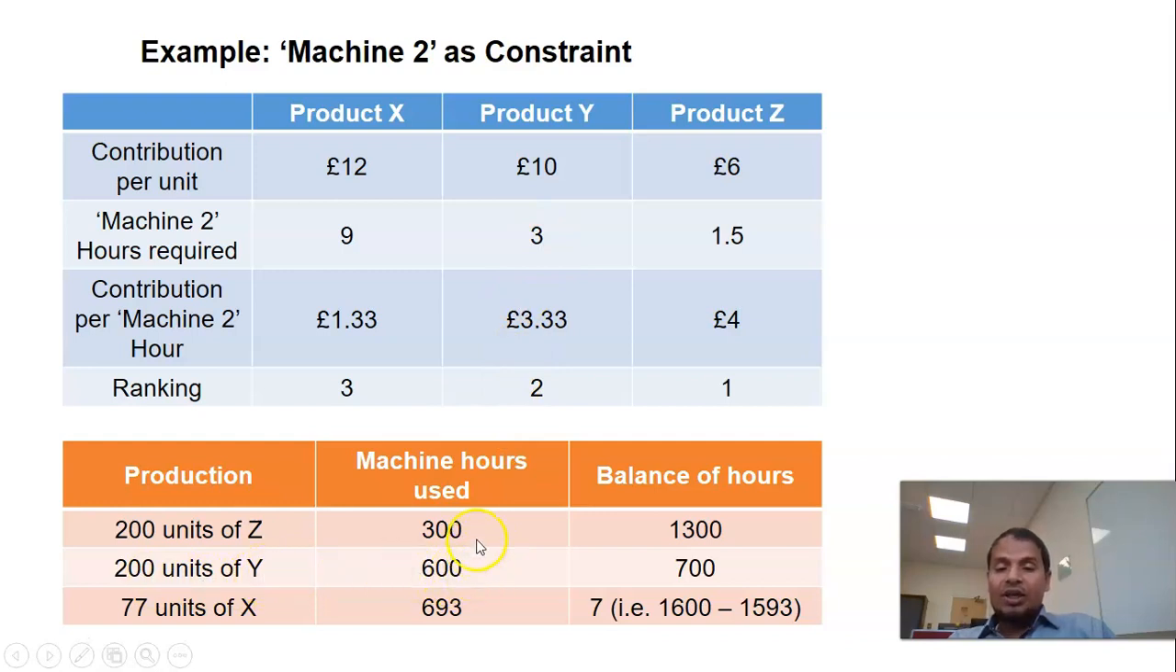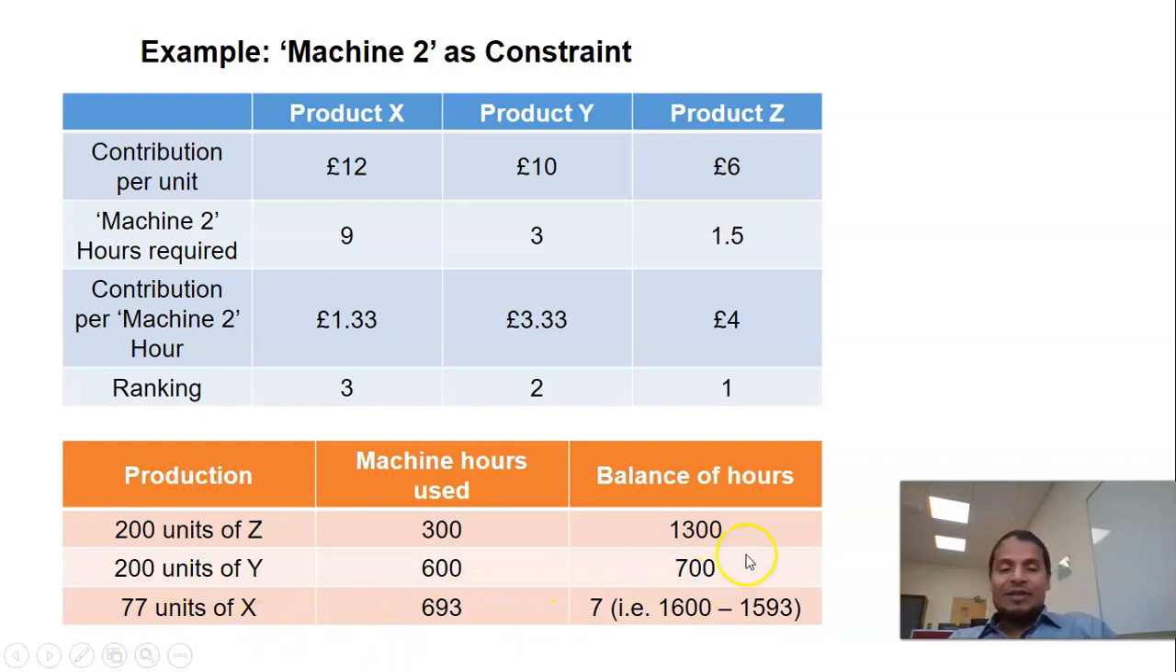So already you use 900. If you deduct 900 from 1600, how much remains? 700. All right, 700 remaining. So 300 deducted from 1600 is 1300, and deducting 600 from 1300, the remaining balance is 700. So this 700 now you can use for product X.